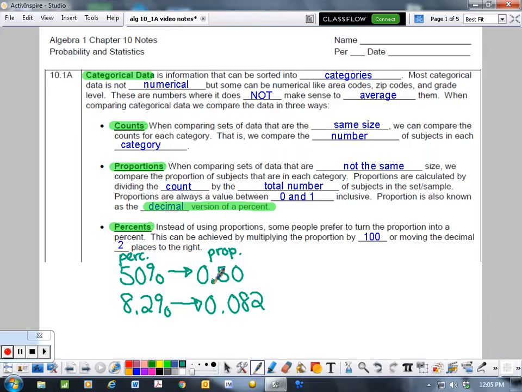To go from a proportion to a percent, you can multiply your proportion by 100, or you can also just move your decimal 2 places to the right. So for proportions, you move 2 places to the right to get a percent. To go from percent to proportions, you do 2 places to the left. And so it's just kind of that backwards motion relationship that there are between each other.